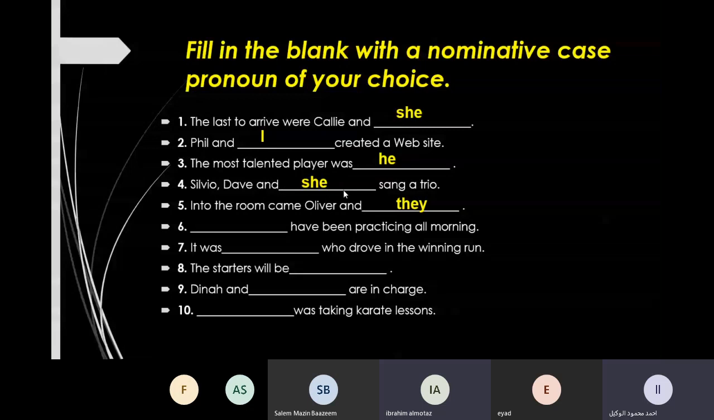Ibrahim, number six. Have been practicing all morning. He have been practicing? Him have been practicing? Have, not had. So we need a plural subject pronoun. So they, either use they, we, or you. Mind the subject-verb agreement.